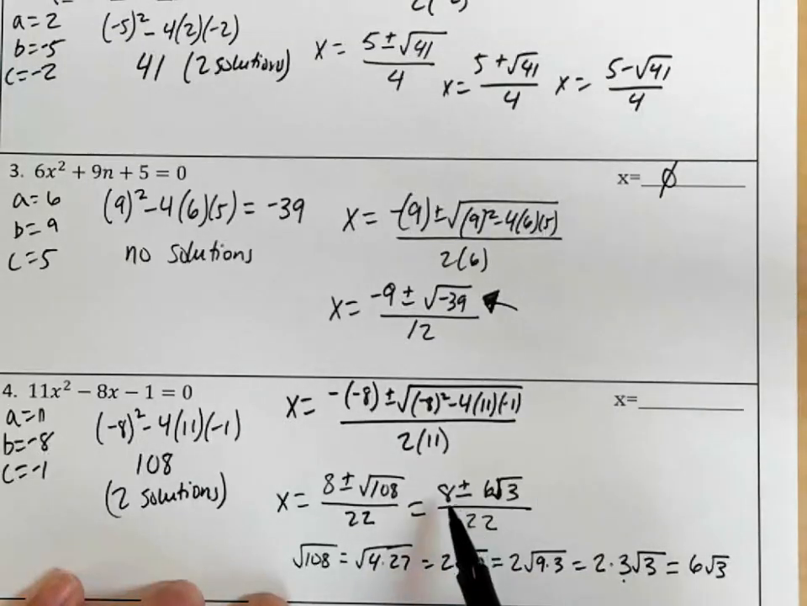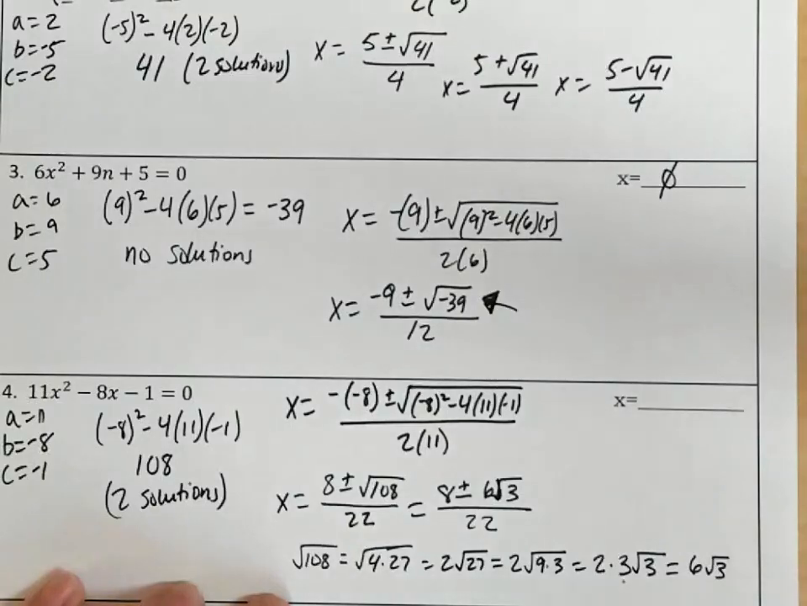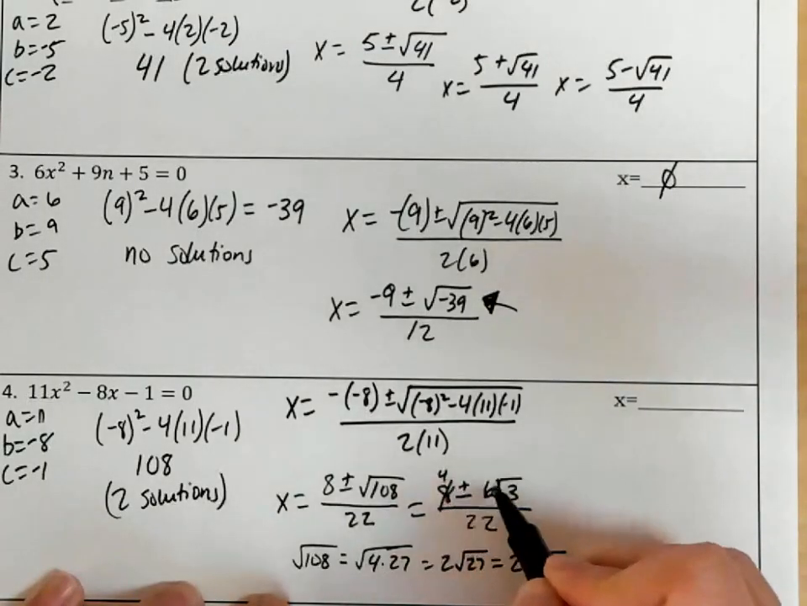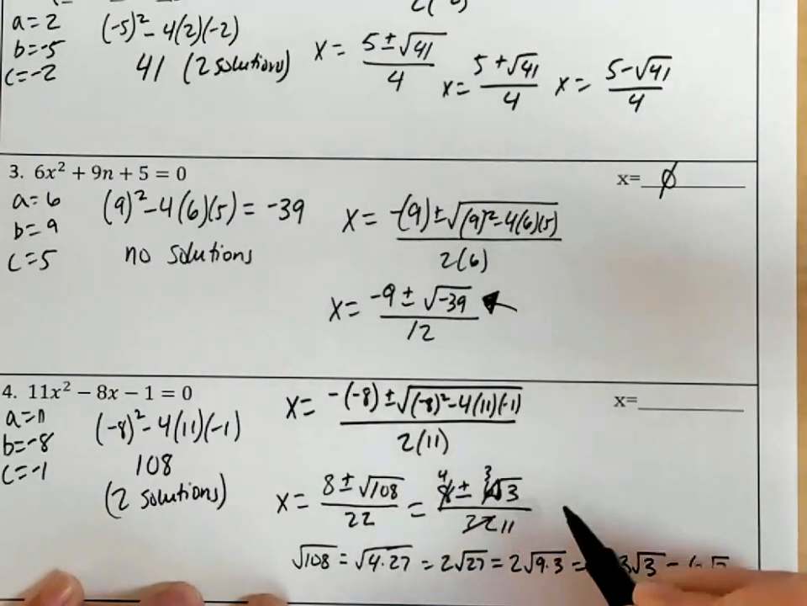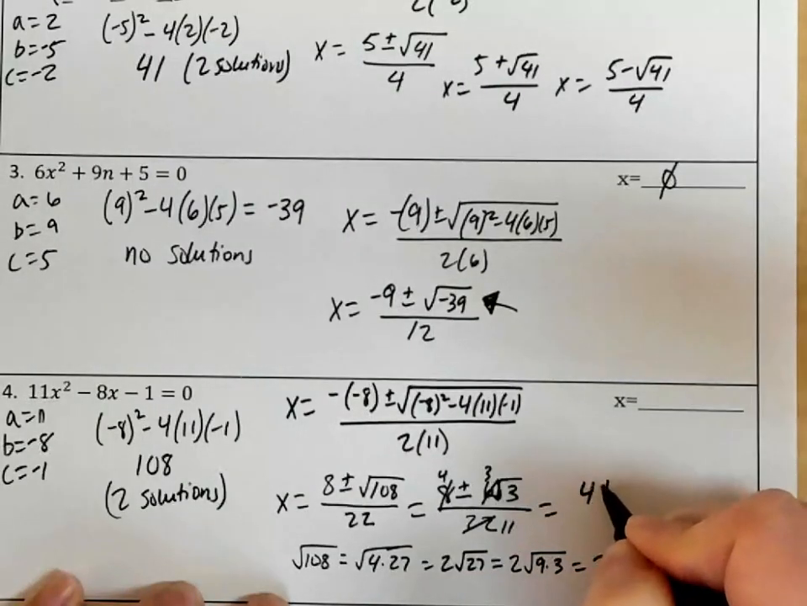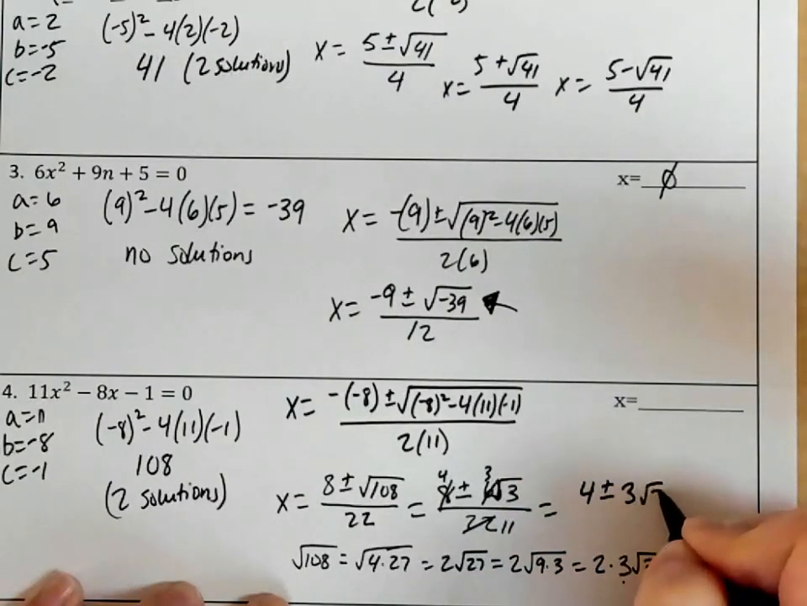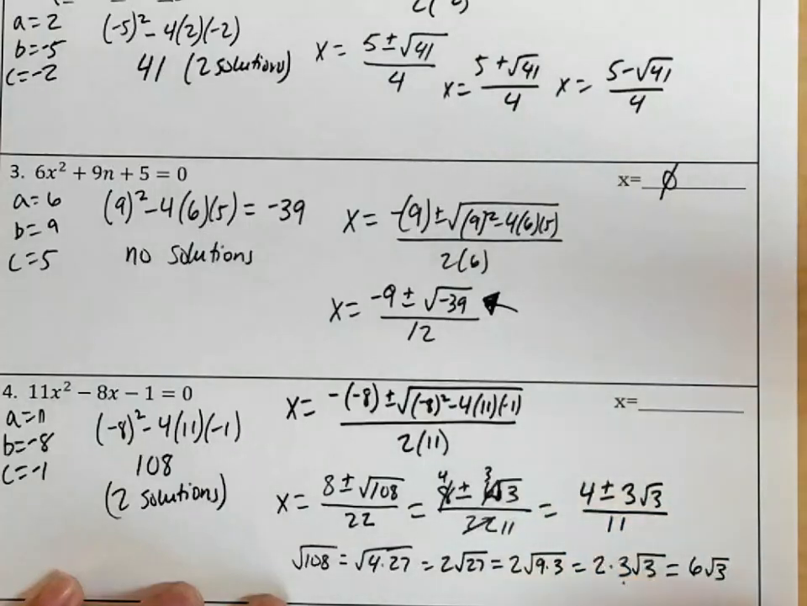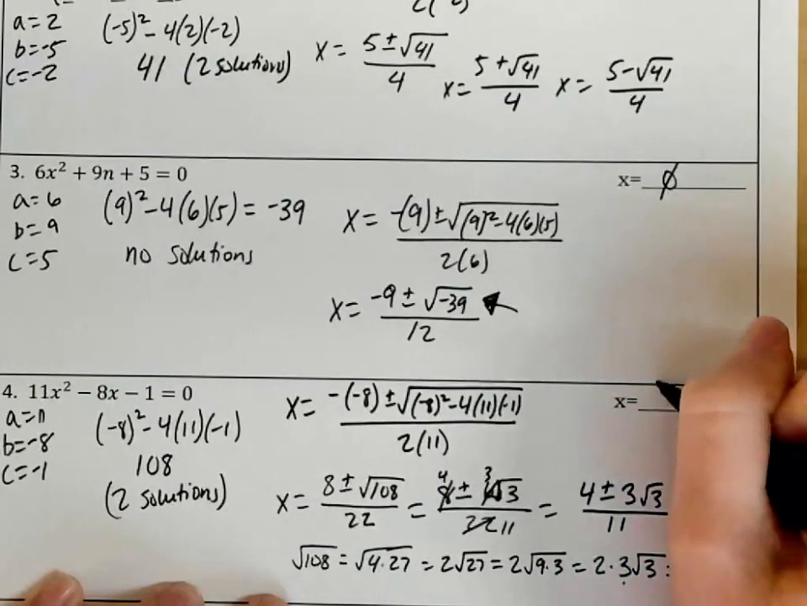All right, and then you notice that 8, 6, and 22 are all divisible by 2. So again, let's go ahead and simplify this. That can become 4, that could become 3, and that could become 11. And I would have 4 plus or minus 3 times the square root of 3 divided by 11. And that's going to be my final answer for this.